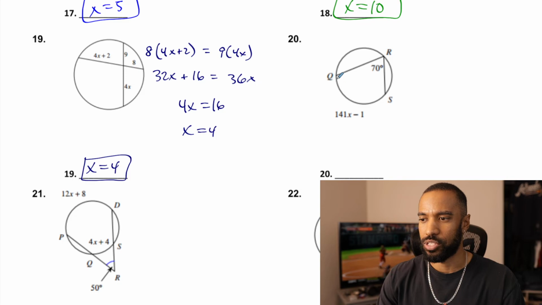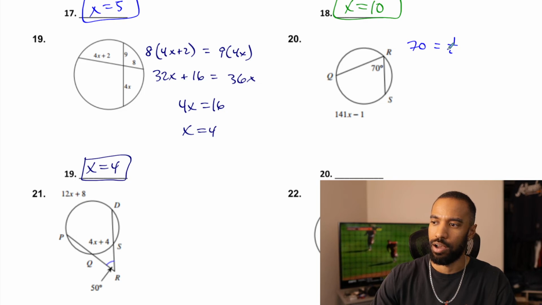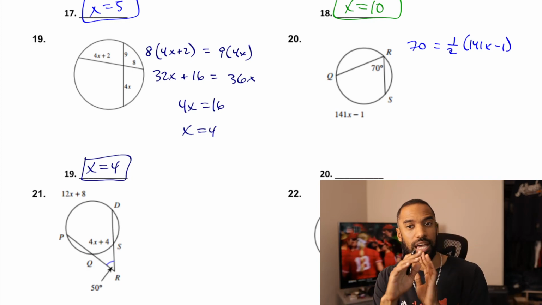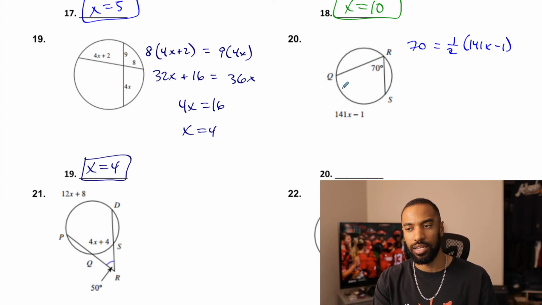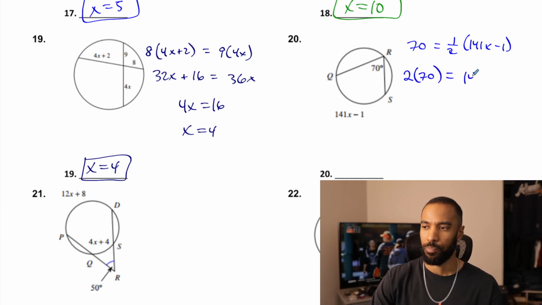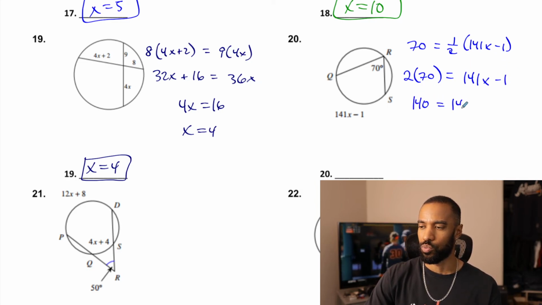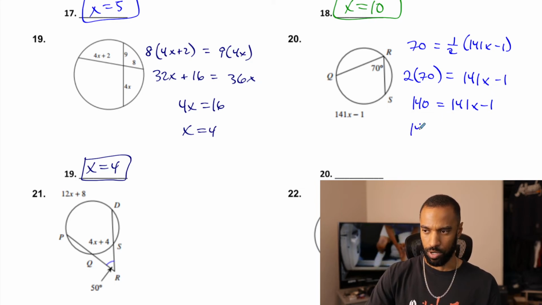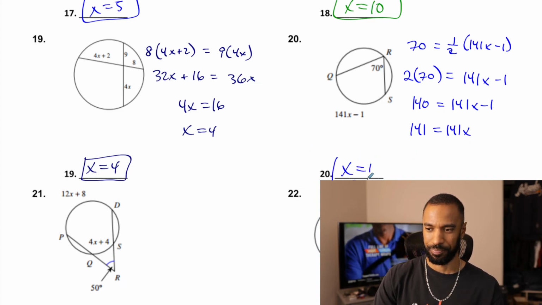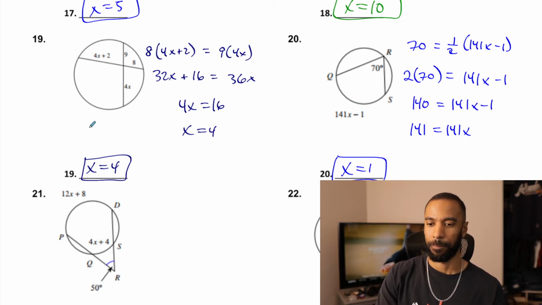All right, an inscribed angle is half its intercepted arc, right? So 70 is half of 141x minus 1. Now maybe we don't prefer to see it that way. If 70 is half the intercepted arc, then the intercepted arc is double that of 70. So instead, multiply everything by 2, and you get 2 times 70 equals 141x minus 1. So 140 equals 141x minus 1. Add 1 to both sides. Divide both sides by 141. You get x equals 1. That makes sense. 141 minus 1 is 140. Half of 140 is 70.